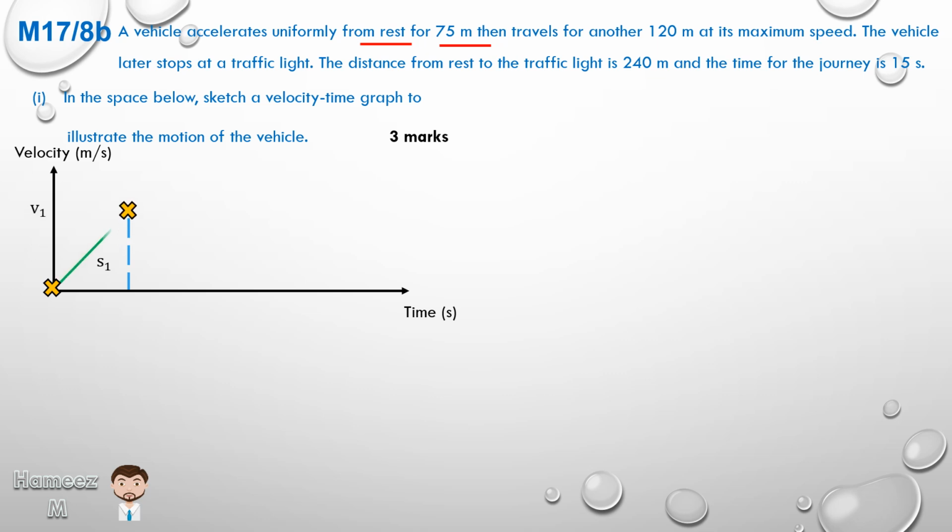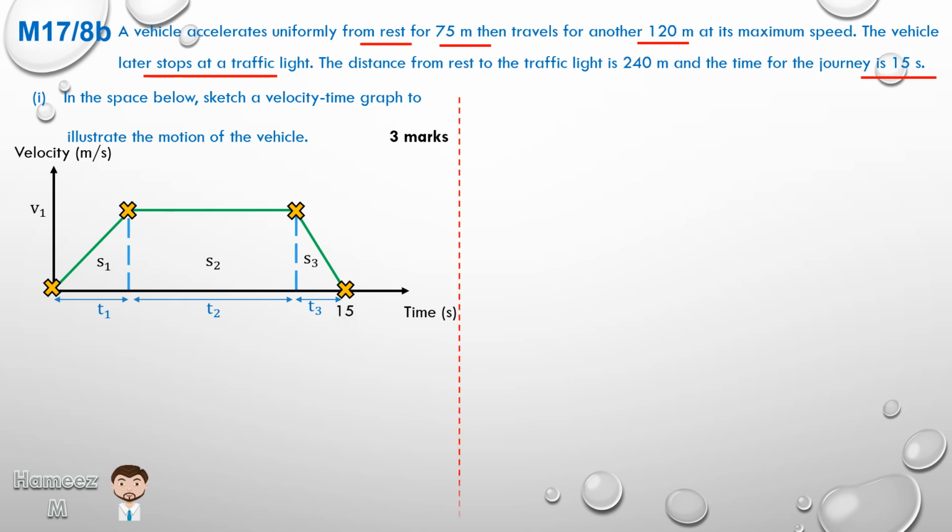We could bring that up in a green line. And then it remains at this maximum speed for 120 meters. So the velocity v1 remains constant. So you can draw a horizontal line showing that, and that being represented as s2. And the vehicle now comes to stop at a traffic light. So that will cover another distance, s3. So it slopes downwards until it meets the x-axis, or the velocity is 0. So we represent the distances s1, s2, and s3 with time intervals t1, t2, and t3 respectively. And we know the entire journey took 15 seconds.